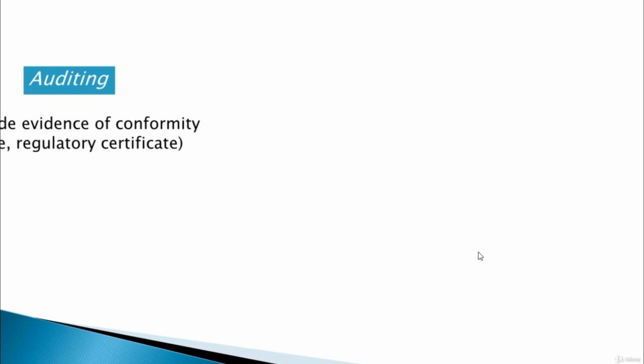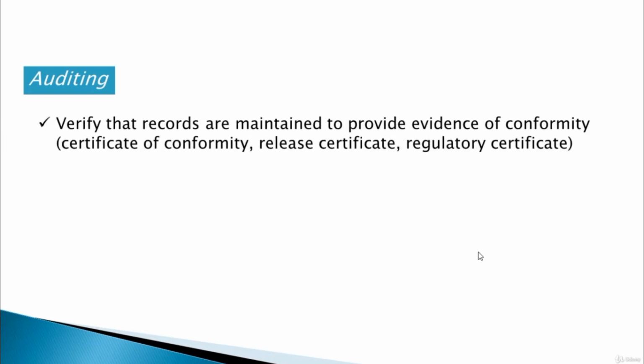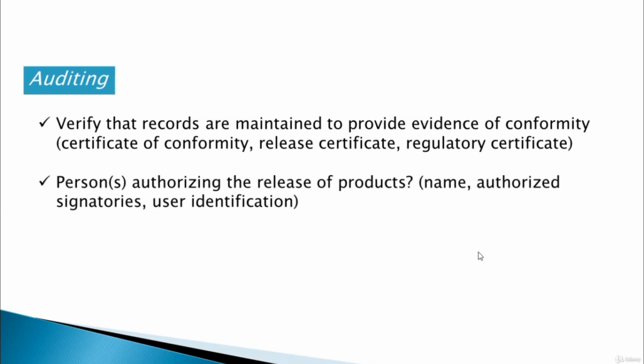And this is where the auditor will review those documented information and verify that they are maintained to provide evidence of conformity. Records or documented information like certificate of conformity, like release certificate, and like regulatory certificate. The auditor needs to also see who is the person, or is it one person or multiple persons authorizing the release of products. We're talking about the name, authorized signatories, we're talking user identification, and also their authority status.